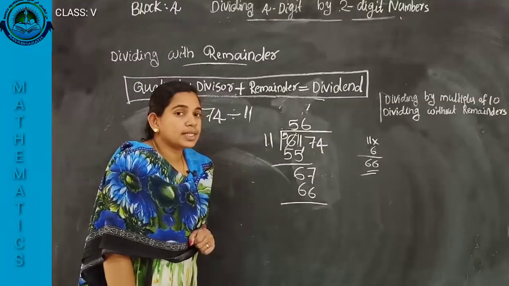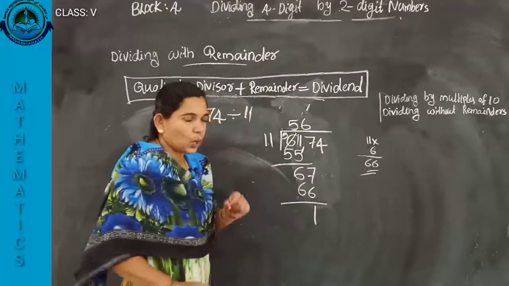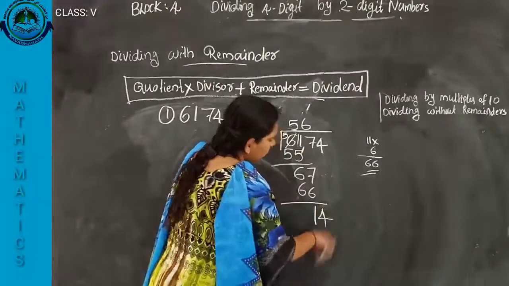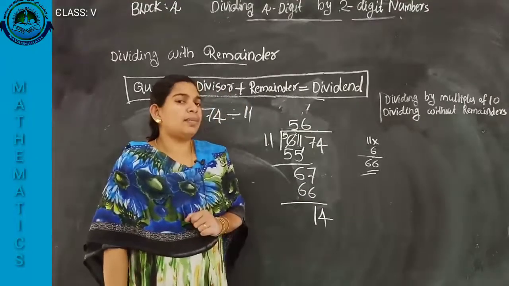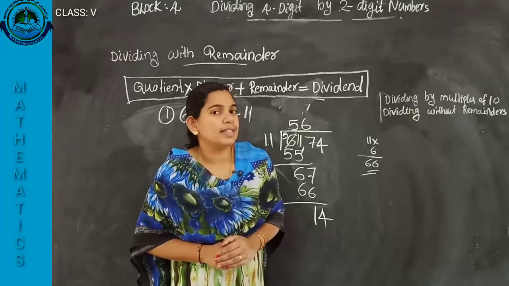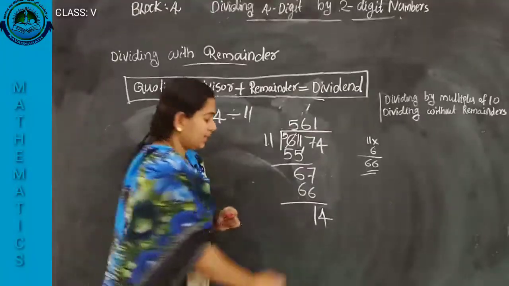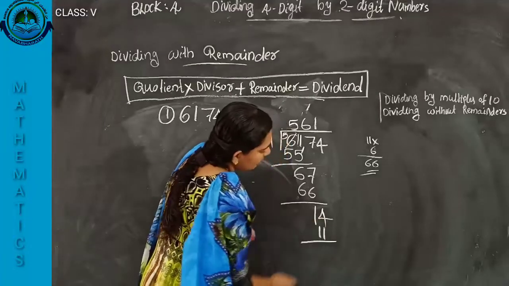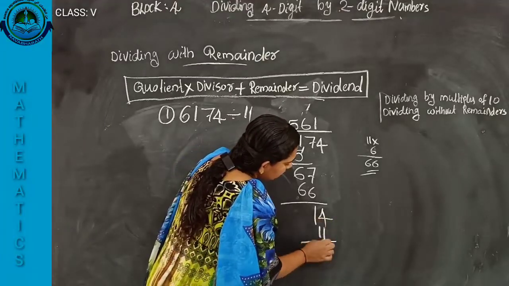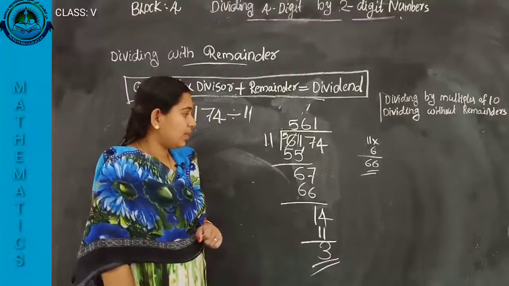67 minus 66. 7 minus 6, 1. 6 minus 6, 0. Next digit 4. In 14 how many 11s are there? 1 11, 11, 2 11, 22. So how many 11s are there? 1. 1 into 11, 11. Here the remainder, 14 minus 11, 3. So the remainder is 3.